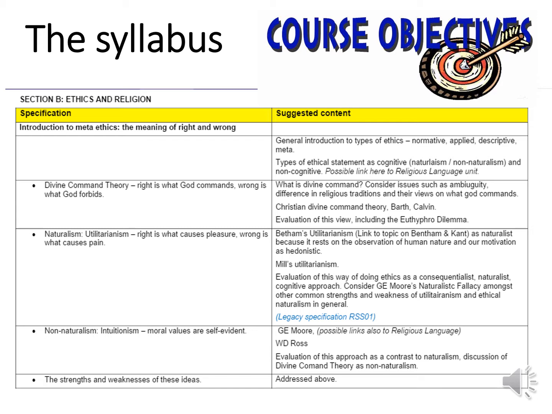Then we're going to have a look at intuitionism, and that intuitionism derives its root word from intuition. So you might have heard statements like woman's intuition, for example. And it's kind of that idea that we just know what's right or wrong. We don't need God to tell us what's right or wrong. We just kind of know it. We've got this inner sense and ability to understand the difference between right and wrong. And then we're going to have a look at the strengths and weaknesses of the idea.